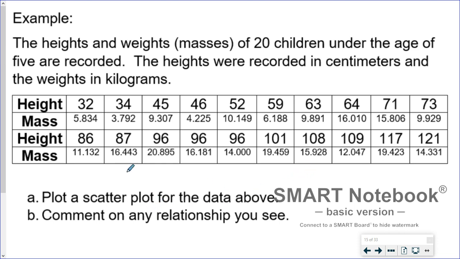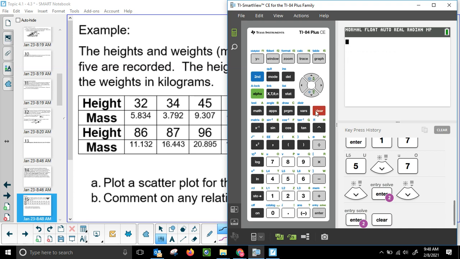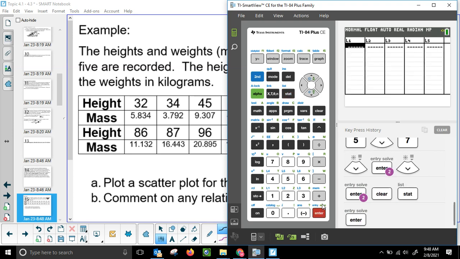Okay, so I'm not going to plot this by hand because that looks a little messy. All right, so I'll go ahead and pull out our calculator again. All right, again, we're going to go back to this stat button that we used last week and enter to get to our lists. So I'm going to put the height in list 1 and the masses in list 2.